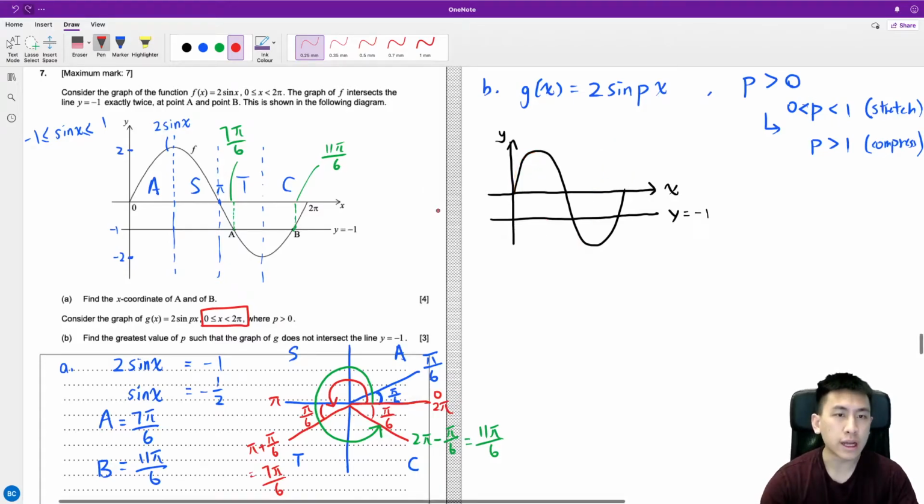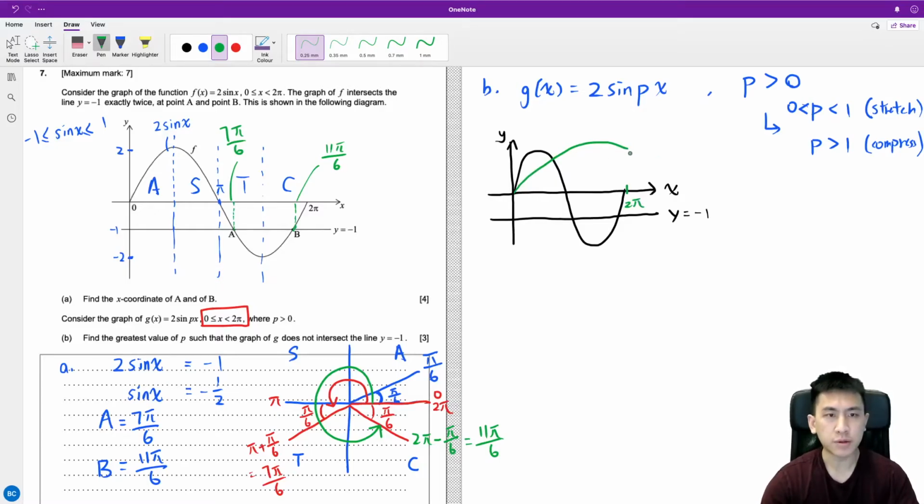The only way it wouldn't hit the line is actually if it's a stretch, because imagine it's stretched so long that, for example, it just goes like this. Then you're done, right? By the way, remember that's 2 pi, right? Because we're only sketching between 0 to 2 pi.